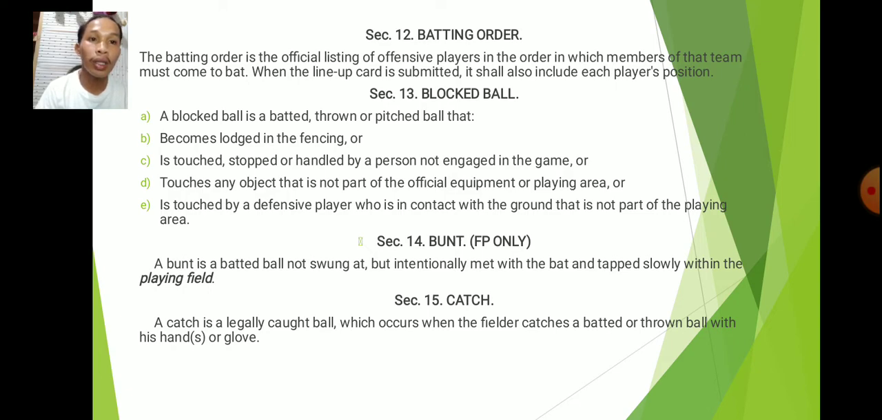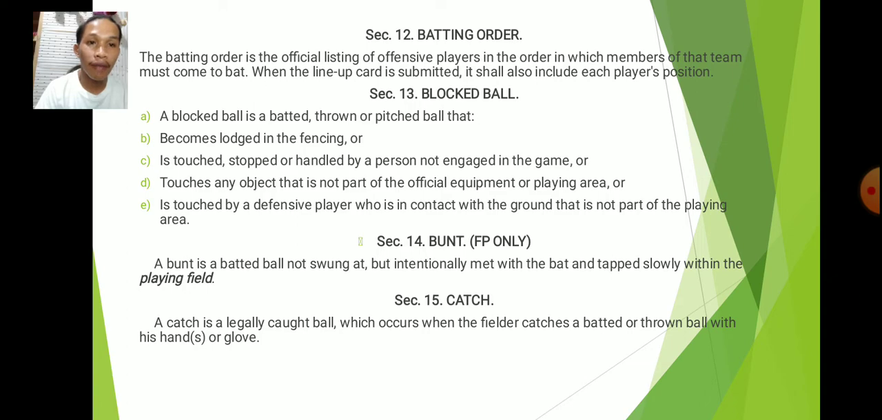Section 13. Dead ball. A dead ball is a batted or thrown or pitched ball that becomes lodged in the fencing or is touched, stopped, or handled by a person not engaged in the game, or touches any object that is not part of the official equipment or playing area, or is touched by a defensive player who is in contact with the ground that is not part of the playing area.